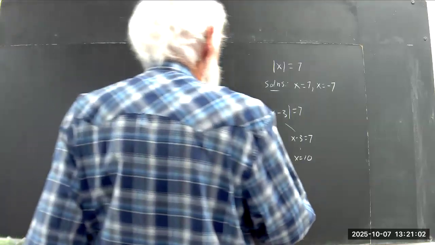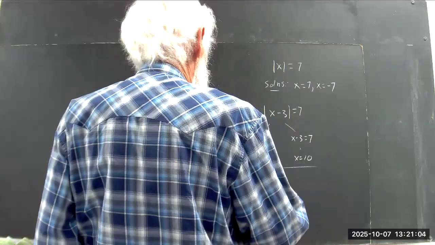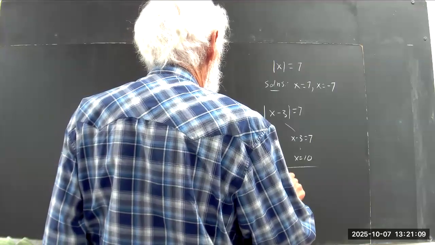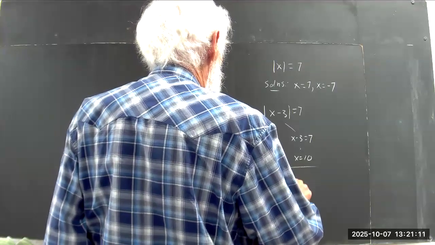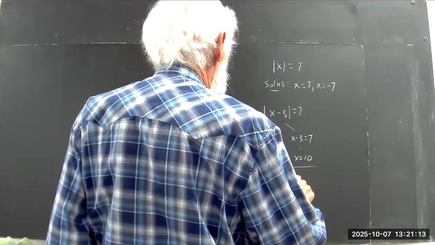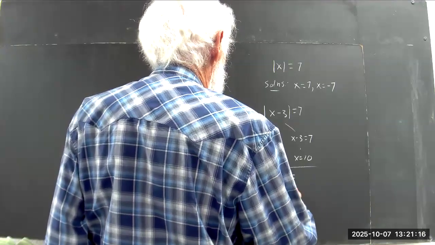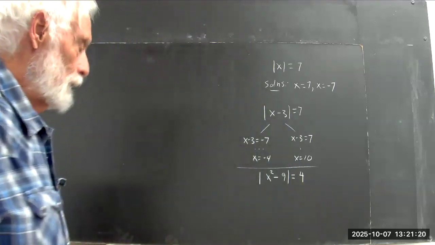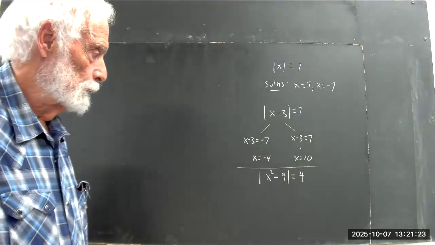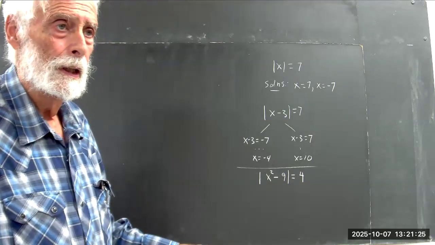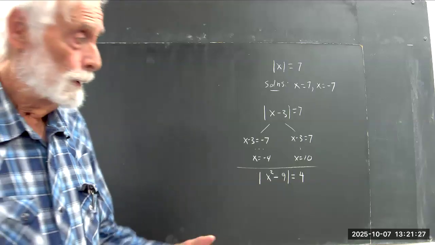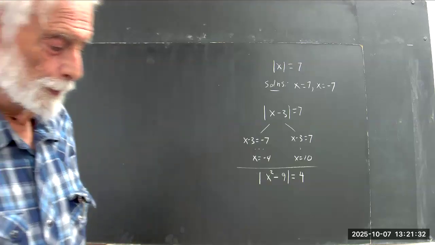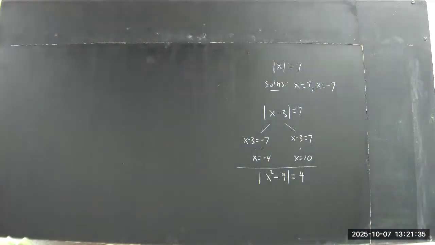So now how about this? Absolute value of x squared minus 9 equals 4. That breaks into two equations. Write them down. Let me come around and see if you're getting the idea.